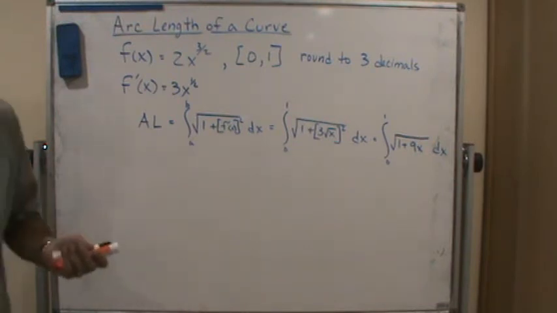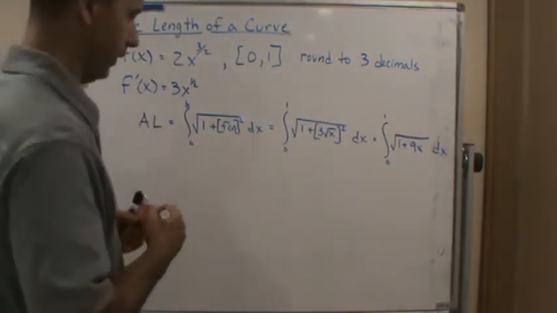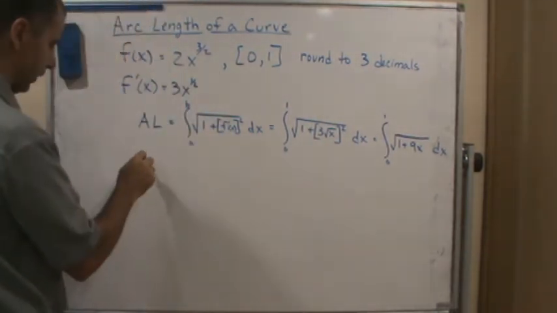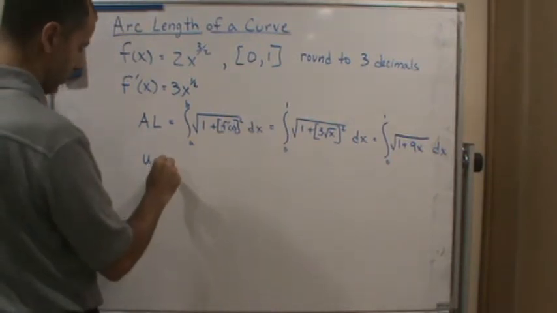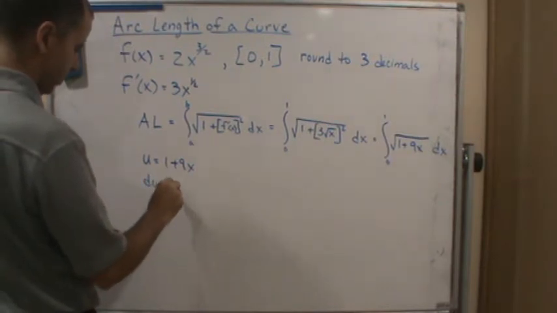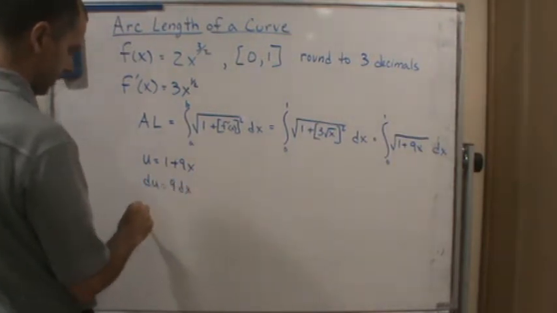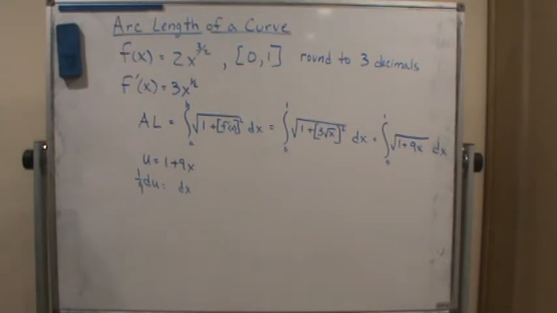Now what do we do with this? Do we have anything in our toolbox that will help us solve this? Yeah, we could do u substitution. Let u equal the radicand, which is 1 plus 9x, which means du is going to equal 9 dx, or in other words, 1/9 du is going to equal dx.